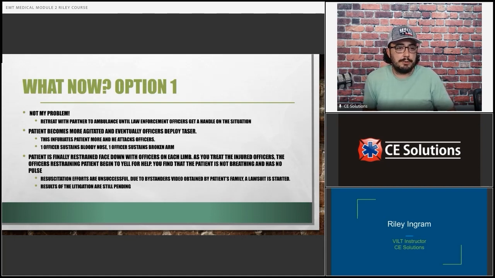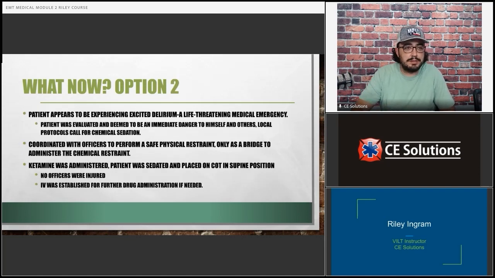The patient is finally restrained face down with officers on each limb. As you treat the injured officers, the officers restraining the patient begin to yell for help. You find that the patient is not breathing and has no pulse now. Resuscitation efforts are unsuccessful. Due to bystanders' video obtained by the patient's family, a lawsuit has now ensued. The results of the litigation are still pending after your court case. Okay? Or we've got option two.